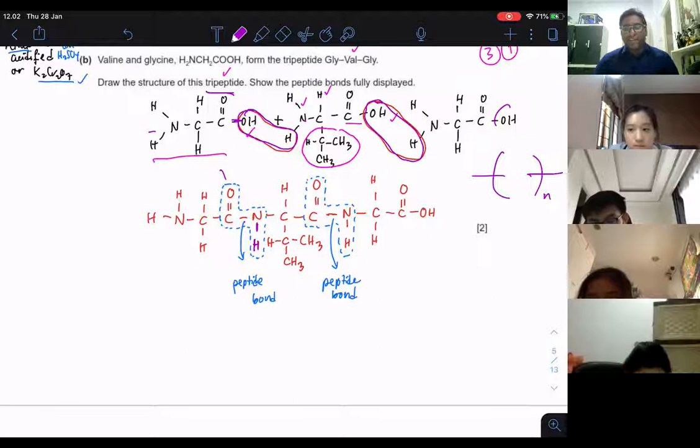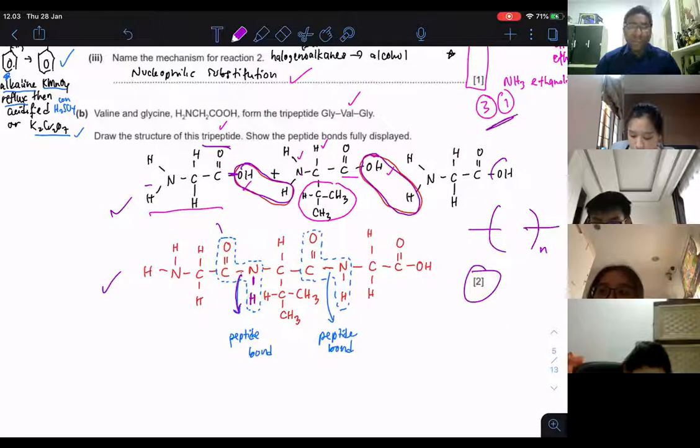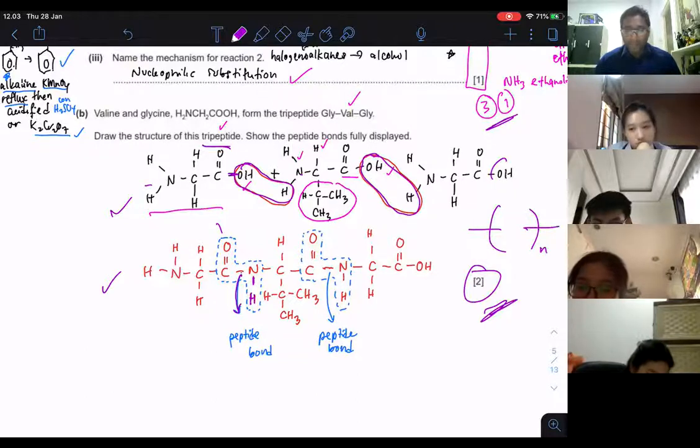But just in case the marking key says the peptide bond is this one, I put another arrow to show it's a peptide bond. So I'm trying to secure all the parts to get the answer. But what they want is basically, as long as you can show the CONH bond, that is already the peptide bond. To be safe, please play safe, because we are spending time to draw this just for 2 marks, and of course we don't want to waste that 1 mark. If we spend a lot of time and gain more marks, like for mechanism and so on, it's okay. But here we spend a lot of time to gain only 2 marks, so let's do it properly. That is what I put over there.